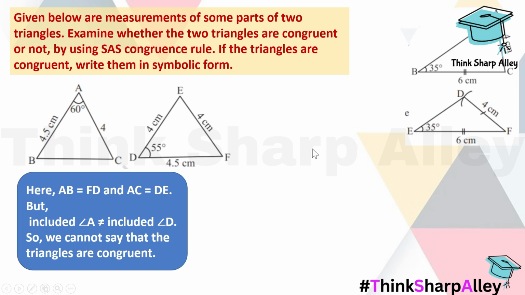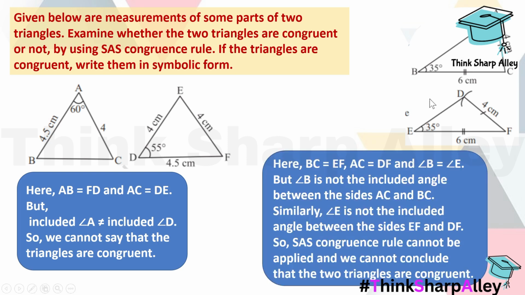What about the next figure? In the next figure, we do have two pairs of equal sides and one pair of equal angles. But can we say that it is SAS congruent? Of course not, because the angle that is given equal is not the included angle. As I had said, that angle has to be sandwiched between the two sides I'm considering. So we cannot apply at least the SAS congruency rule over here to prove them congruent.